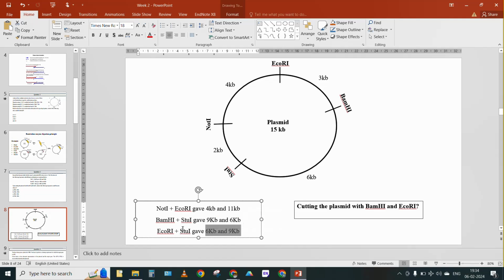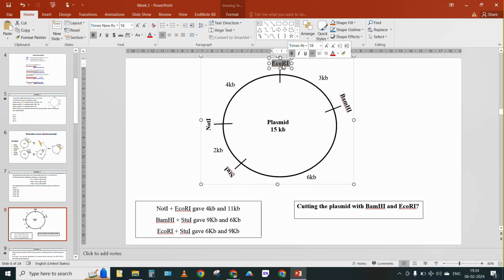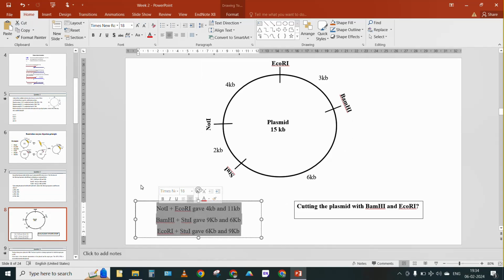So let's find EcoRI and StuI. Here is EcoRI and StuI here. Let us count in this way: it's coming 4 plus 2, totally 6 kb. And in the other way, it's coming 6 plus 3, 9 kb. So the combinations are justified.